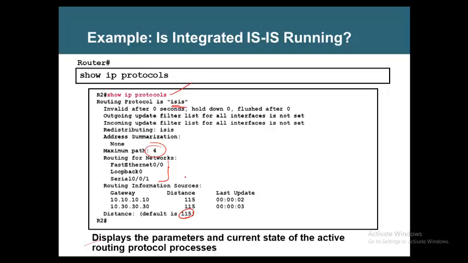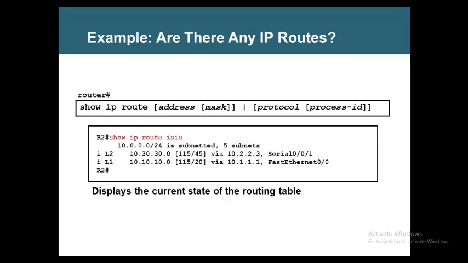Okay, see, when I type show IP route ISIS, I can see that the route has got a network called 10.30.30.0 learned via L2 adjacency, meaning coming from another area, whereas 10.10.10.0 is from the same area. This is how the routing table looks like. All right, these are the few verification commands that you should know to troubleshoot.